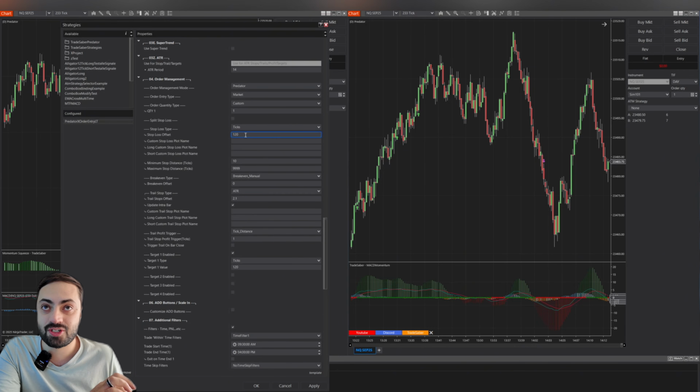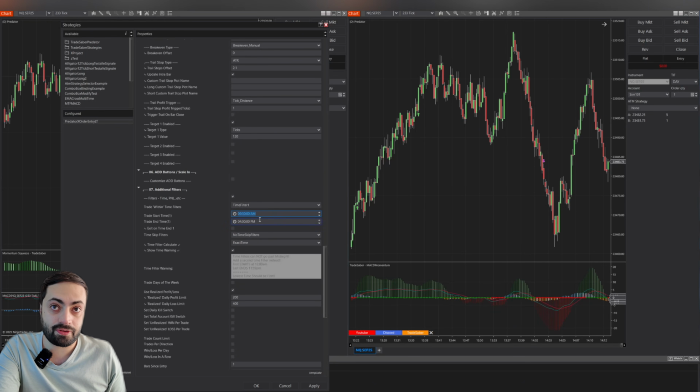But we have an initial 120 tick stop loss, an ATR trail stop set at 2.1 times the ATR. That gets triggered when you reach one tick into profit, so basically almost immediately. And you have a final profit target of 120.